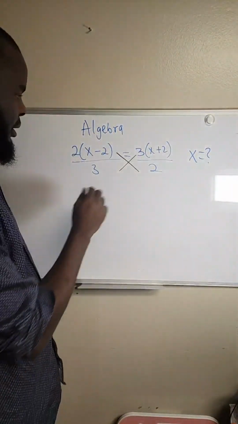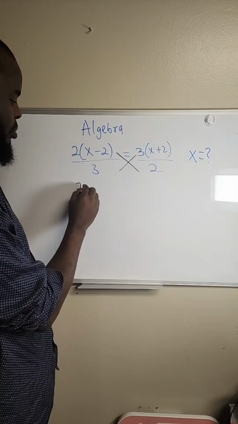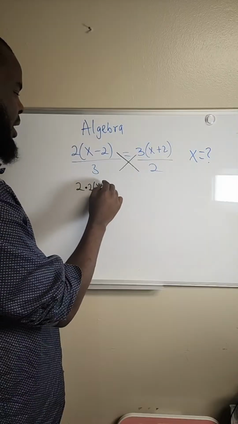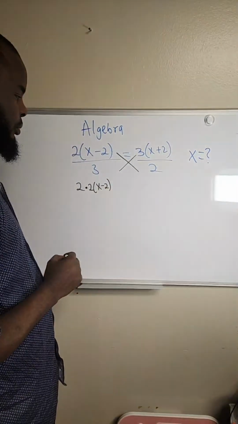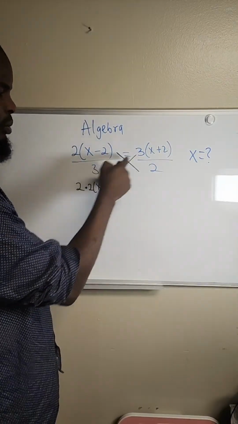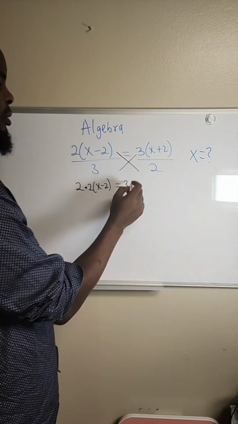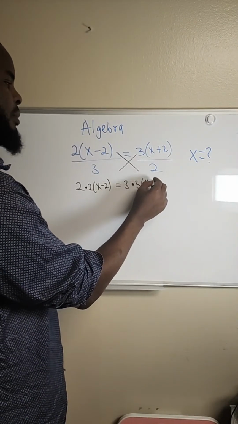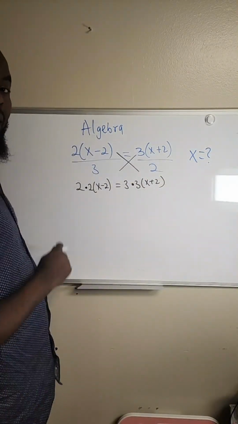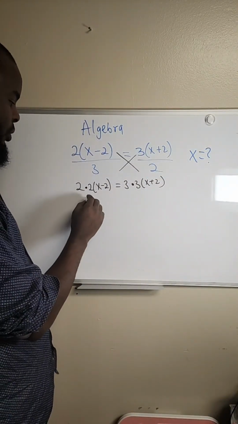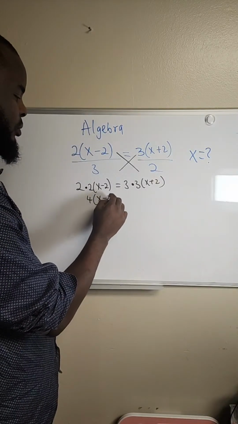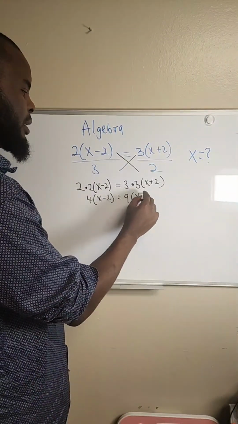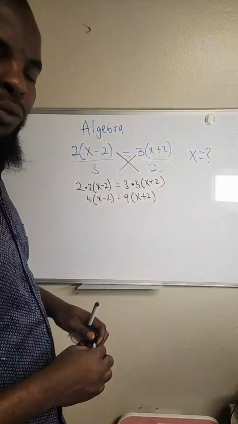Now, to do that, we have these two: 2x minus 2 multiplying this numerator here, equals 3 multiplying what we have here, 3x plus 2. So let's multiply these two first. 2 times 2 is 4 into bracket x minus 2. 3 times 3 is what? 9. x plus 2. Now I have solved this halfway.